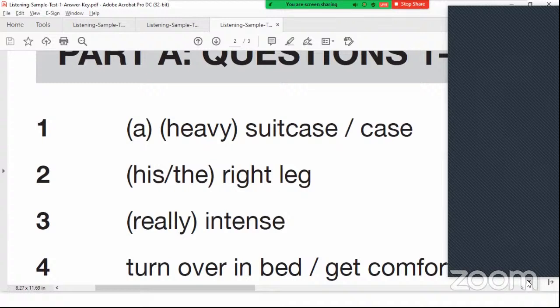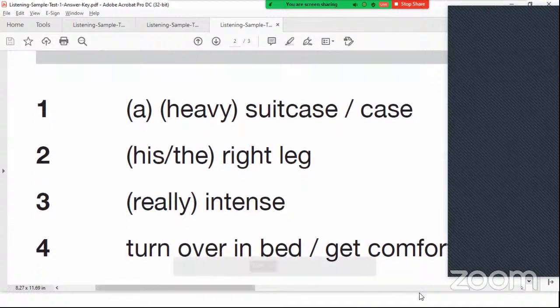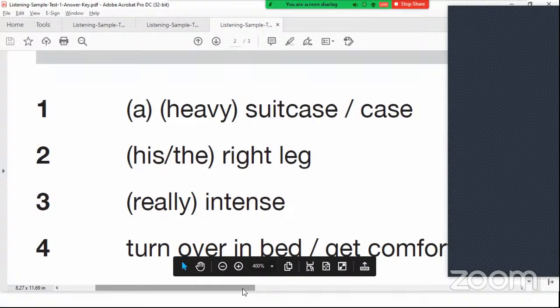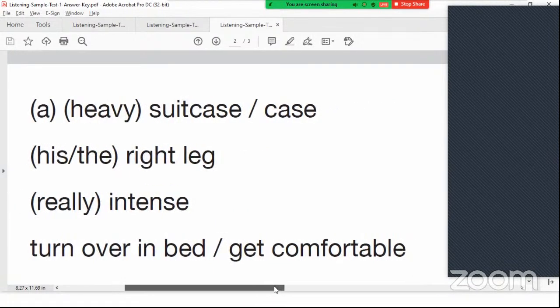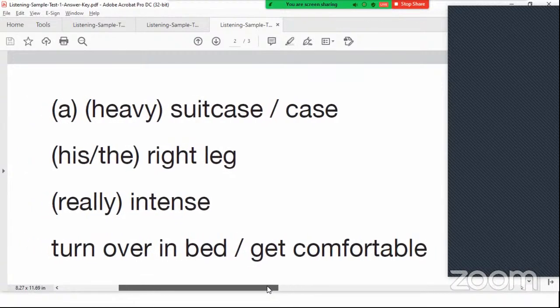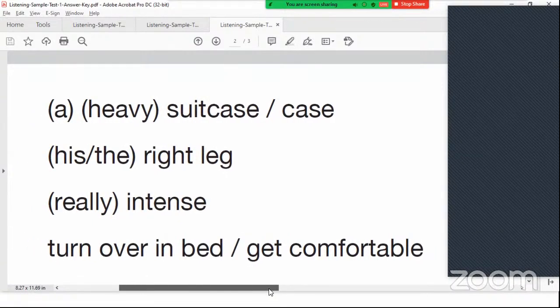So, there are 2 answers here. Turn over in bed. Turn over in bed or get comfortable. 2 answers are there. Anyone you can write. Usha, right? Prashanti, right? Masase, right? Diana, right? Jyoti, right? Okay, right, no problem. That is not a problem. The bed, turn over in bed, right? So you need not write also, no problem.